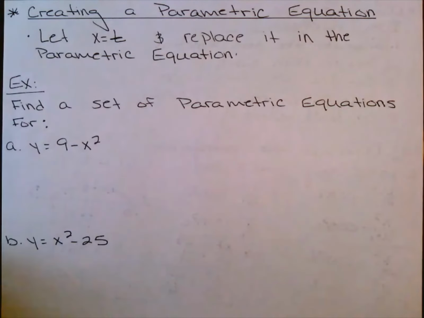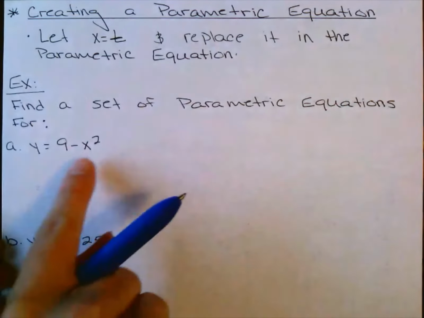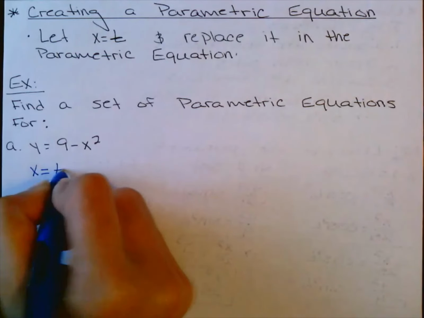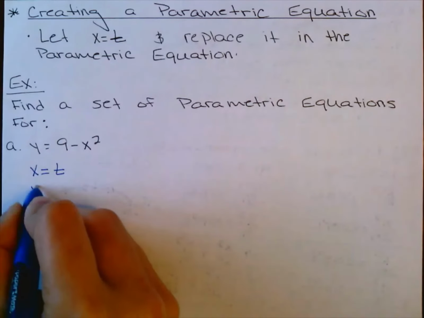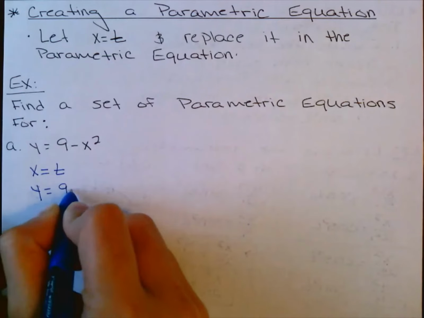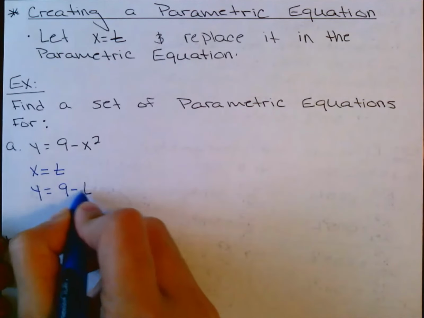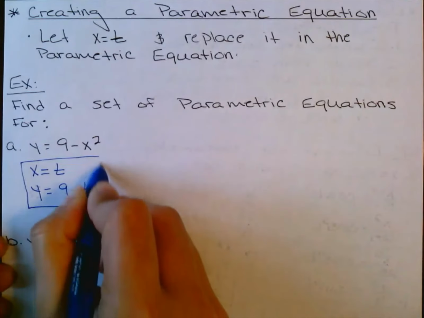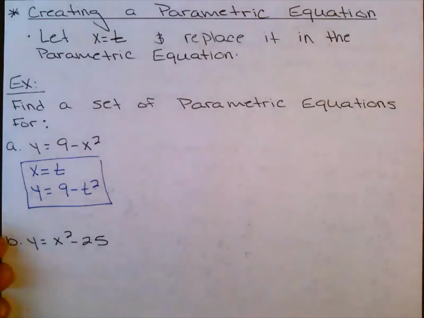The example says, find a set of parametric equations for each of these. Well, if I just let x be represented by t, then I can rewrite y, instead of with the x in there, with a t. And I'm done. I just created a set of parametric equations. This is the simplest version.